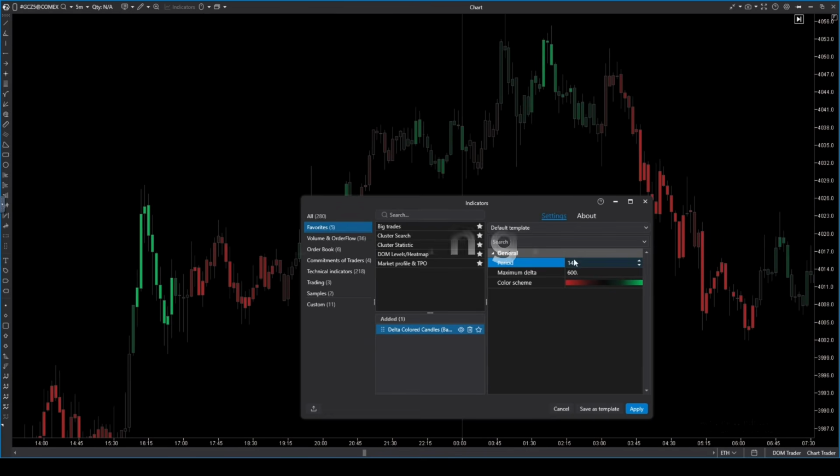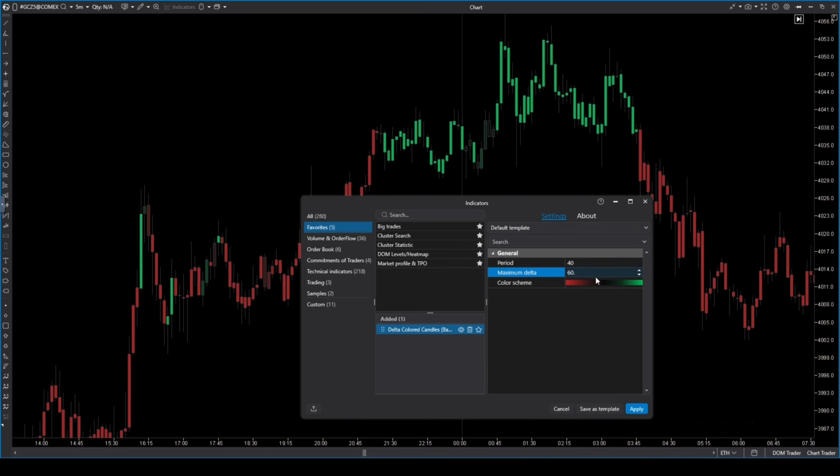Main settings. Period: number of recent candles for total delta calculation. Larger value equals smoother picture. Short period equals sharp changes. Maximum delta, the upper limit for color saturation. This is the delta power scale. If the value is set too low, the chart will be very contrasting. If it's set too high, the colors will become noticeably faded.